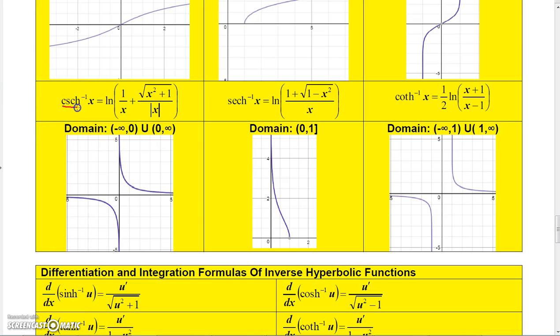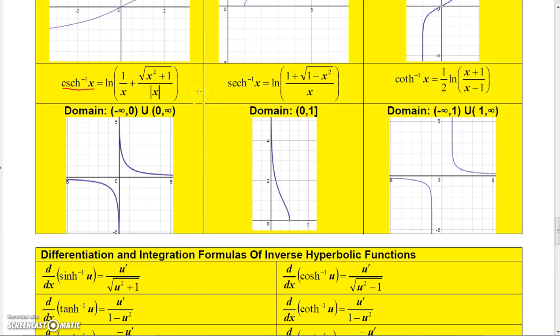The inverse hyperbolic cosecant function is natural log of 1 over x plus the square root of x squared plus 1 over the absolute value of x. And the inverse hyperbolic secant function is natural log of 1 plus the square root of 1 minus x squared, all over x. And then finally, the inverse hyperbolic cotangent function is 1/2 times the natural log of (x plus 1) over (x minus 1). And you can see I've given you the domains and the graphs of those.